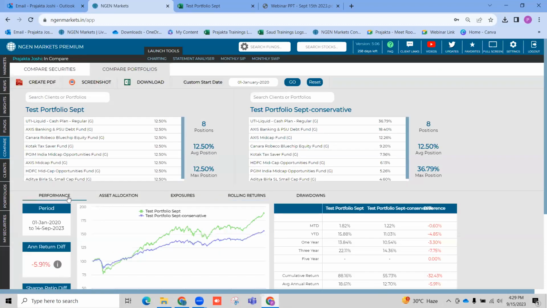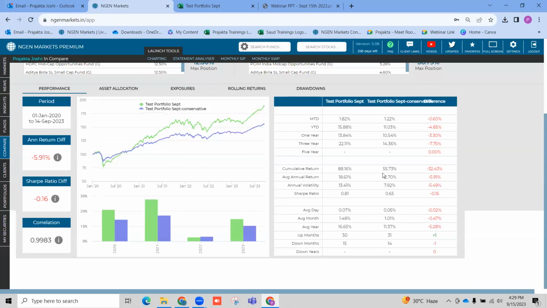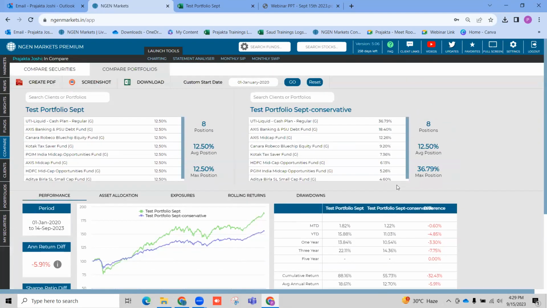So again, you click on performance, you will see now the return differential is negative, right? But you will see the volatility between the two portfolios is reduced, right? This is the original volatility versus this is the new portfolio volatility. This is for a conservative client, right?